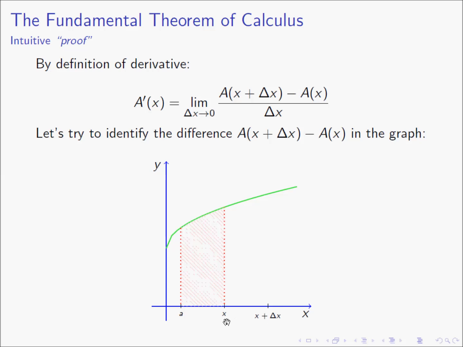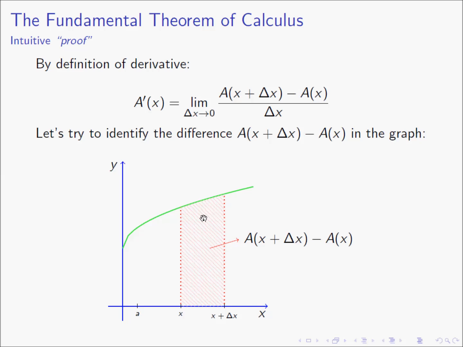Here we have the point x, and here we have the point x plus delta x, and A of x equals this area from a to x. A of x plus delta x equals this other area from a to x plus delta x. So what is their difference? We have A of x plus delta x, there is this area, minus this other area. So we get the area from x to x plus delta x. There is this area. So this area is the difference that we have in the numerator.